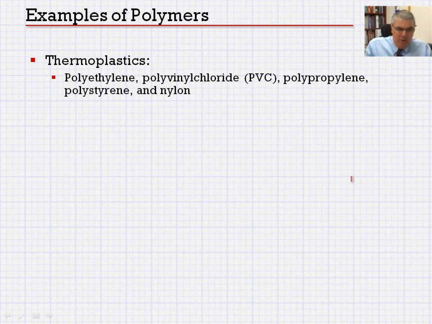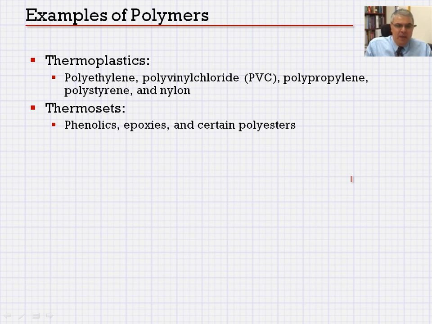Some examples of polymers, of thermoplastics or TPs. One that almost every engineering student is familiar with is PVC, the polyvinyl chloride. PVC pipes are commonly used, and there are also polyethylene, and polystyrenes and so on. Nylons are also another good example of polymers.